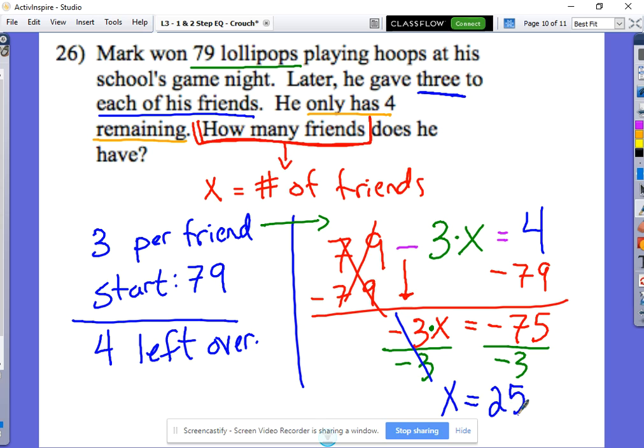So last but not least, let's remind ourselves, what does that represent? X represents the number of friends. So this is going to be 25 friends.